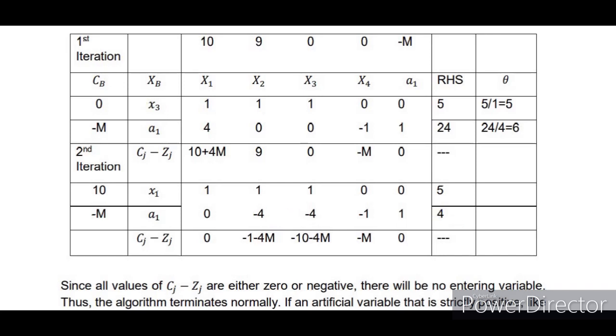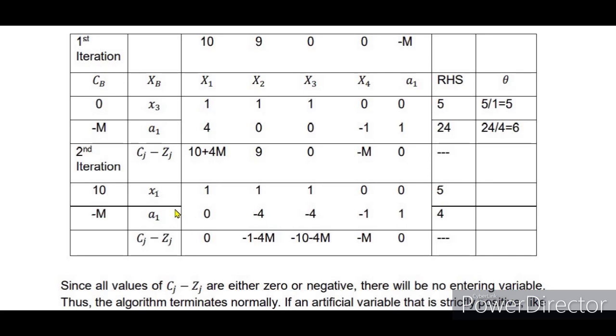Now we will solve for the values of Cj minus Zj. Remember the 10 here is the numerical coefficient of the x sub 1 column under C sub b, and negative m is the numerical coefficient of the a sub 1 column, which is here, negative m. So to compute the C sub j minus Zj values, we'll just multiply each. So 10 times 1 is 10. Negative m times 0 is 0. So 10 minus 10 is equal to 0.